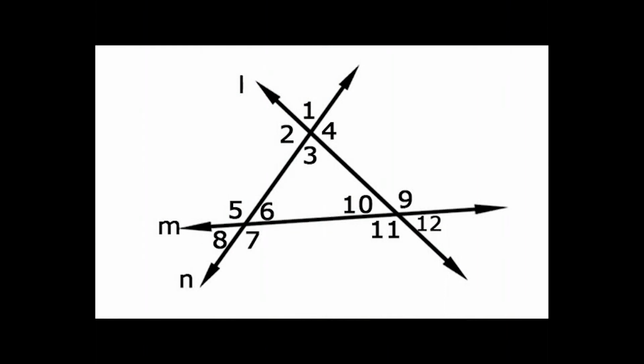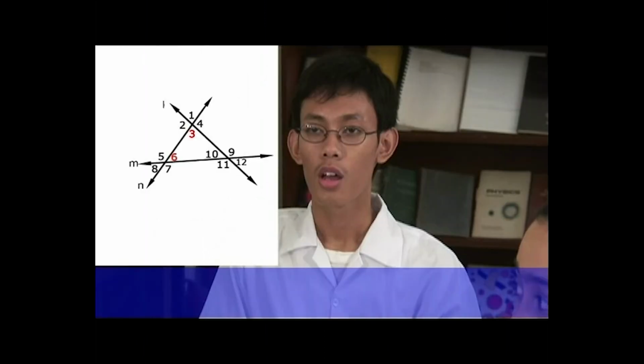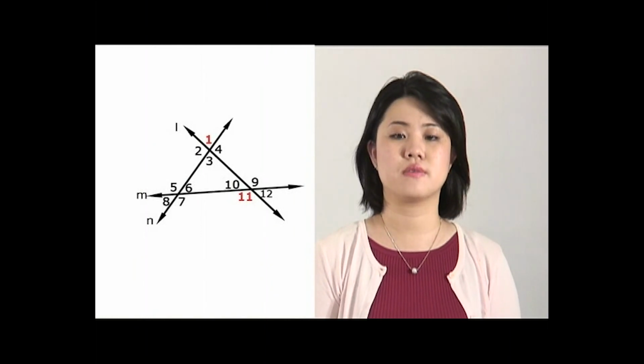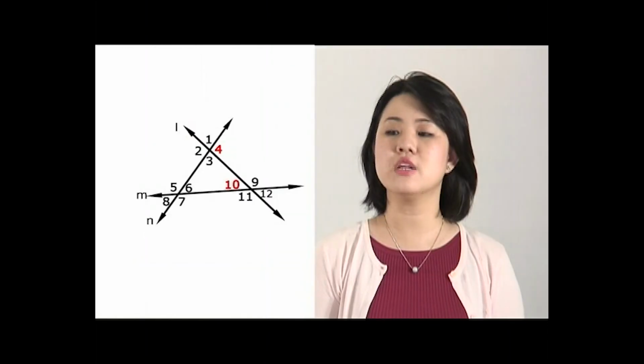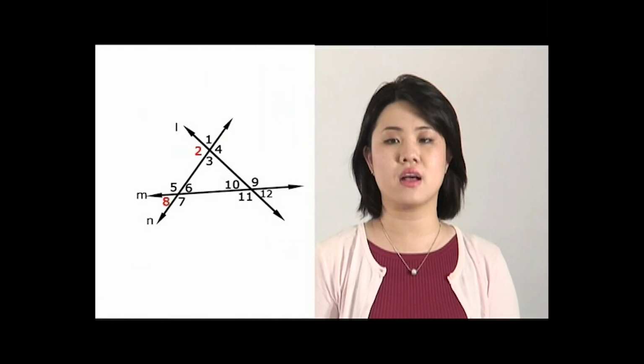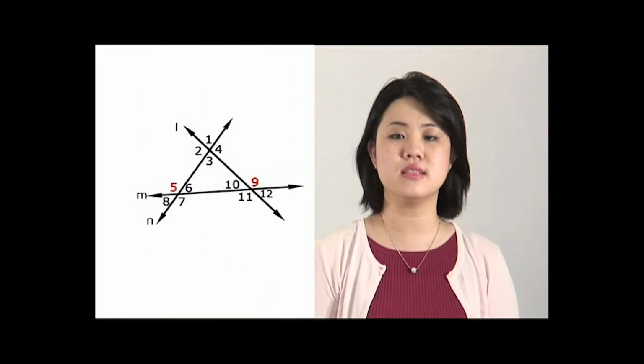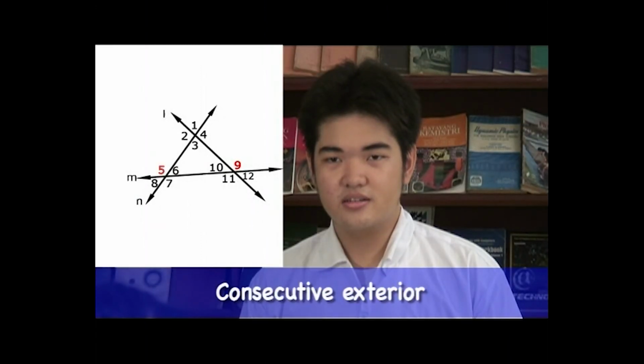Now let's see if you can properly identify these angle pairs. Each of the lines L, M, and N is a transversal of the other two lines. I will identify pairs of angles and you will tell what kind of pair they form. Angle 6 and angle 3. Consecutive interior. Angle 11 and angle 1. Alternate exterior. Angle 4 and angle 10. Alternate interior. Angle 8 and angle 2. Corresponding angles. Angle 5 and angle 9. Consecutive exterior.